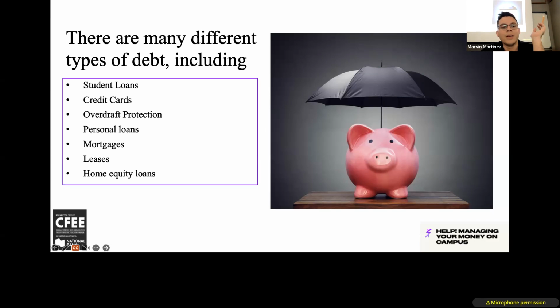Mortgages. These are long-term loans from a financial institution for a mortgage. These are 25 years or 30 years. Those loans are for getting a house.